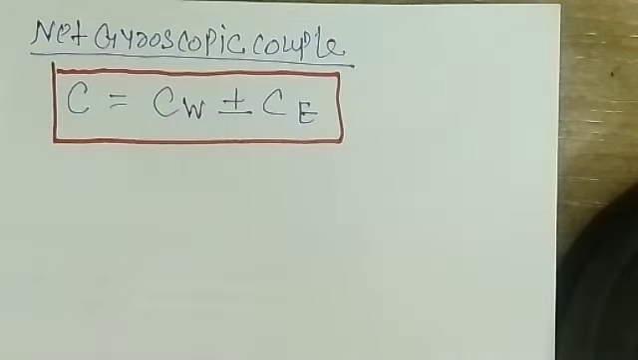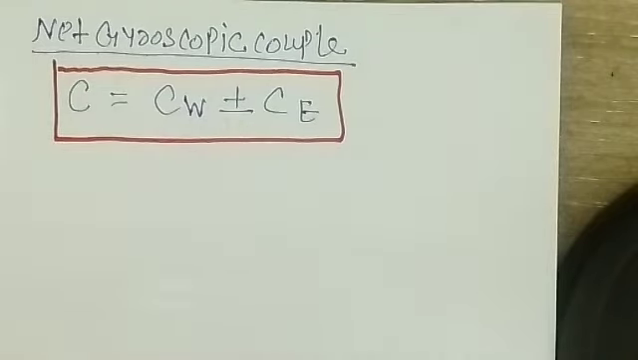Suppose the wheel is rotating clockwise and the engine is rotating anti-clockwise, or the wheel is rotating anti-clockwise and the engine is rotating clockwise, meaning they are opposite in direction. In that case you have to take minus. If the wheel is rotating clockwise and the engine is also rotating clockwise, or the wheel is rotating anti-clockwise and the engine is also rotating anti-clockwise, that means it is in the same sense.